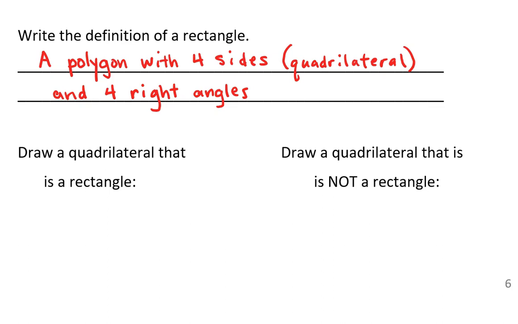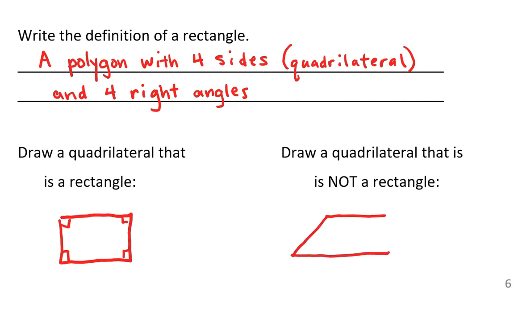Here I've written my definition for a rectangle. It is a polygon with 4 sides, or in other words, a quadrilateral, and it has 4 right angles. The last direction asks me to draw a quadrilateral that is a rectangle and draw a quadrilateral that is not a rectangle. So here I'm just going to draw a 4-sided shape, doing my best to make 4 right angles. And over here I will draw a 4-sided shape that does not have 4 right angles. So this one is a rectangle and this one is not a rectangle.